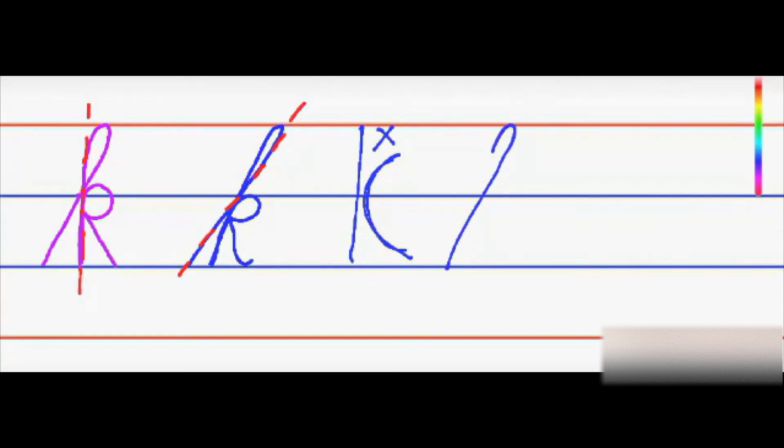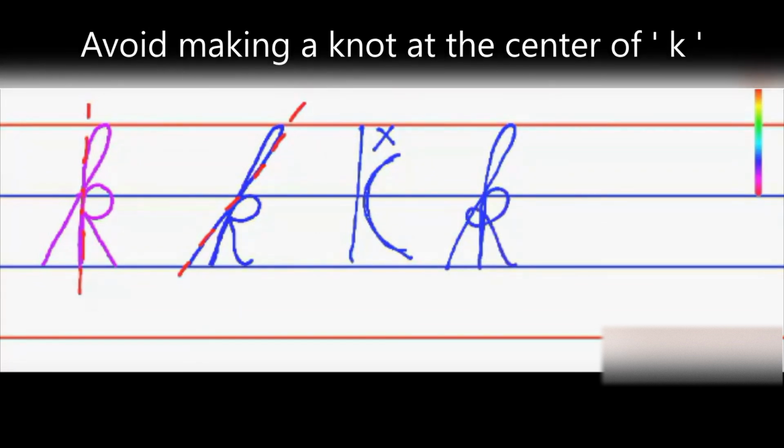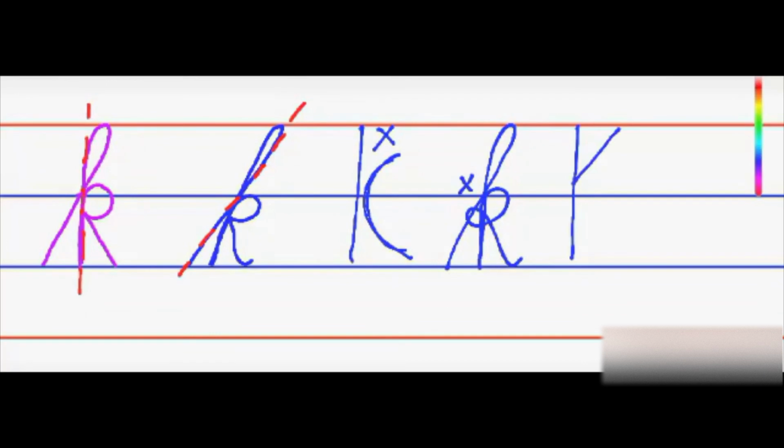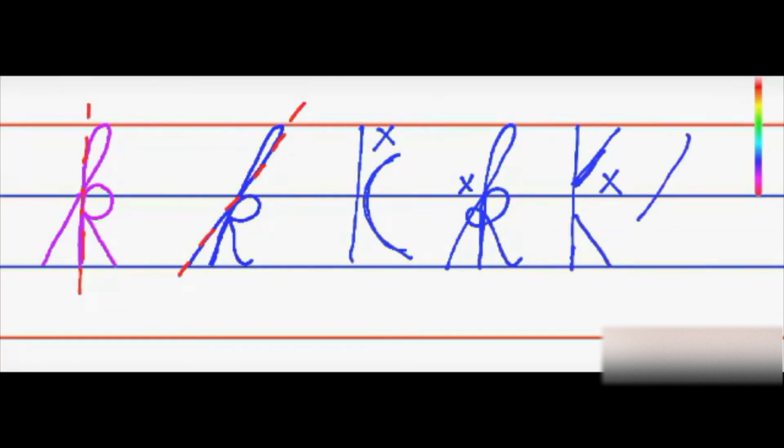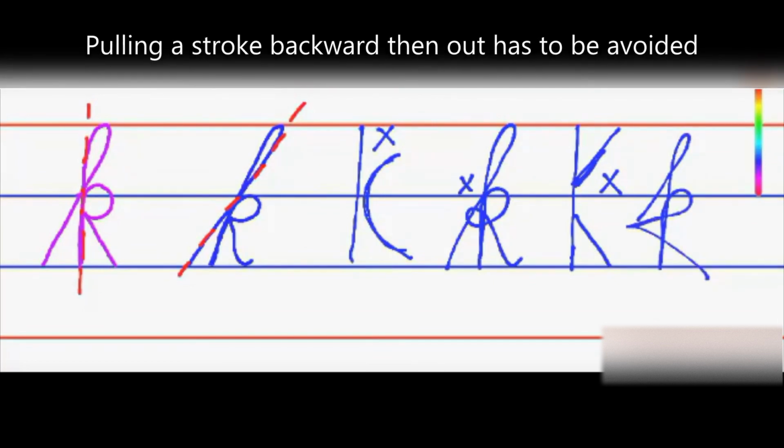The K is made perfectly, but there is a knot made here. So this kind of knot has to be avoided. There is a gap between the 2 strokes. A K with this kind of stroke, pulling it inside and then giving a stroke down. Even this has to be avoided.